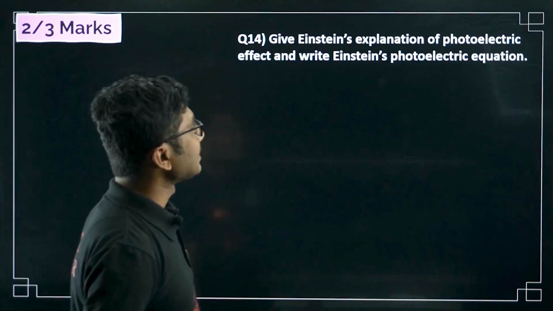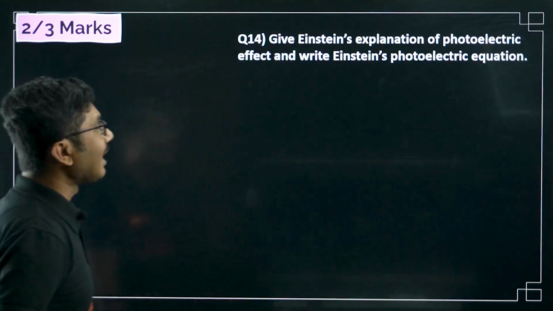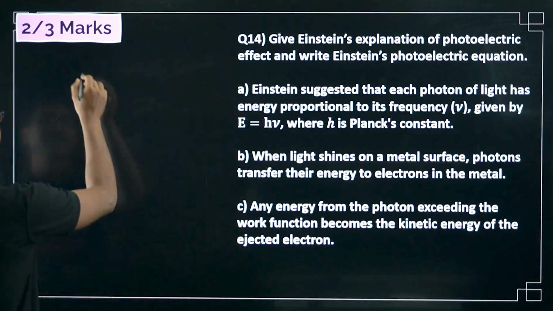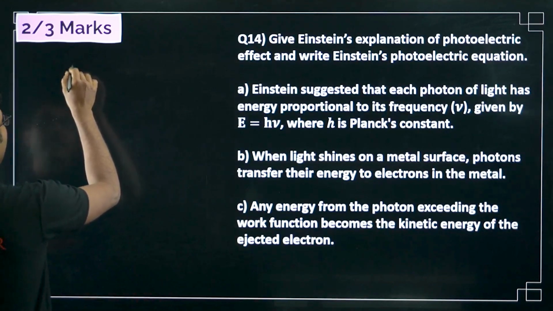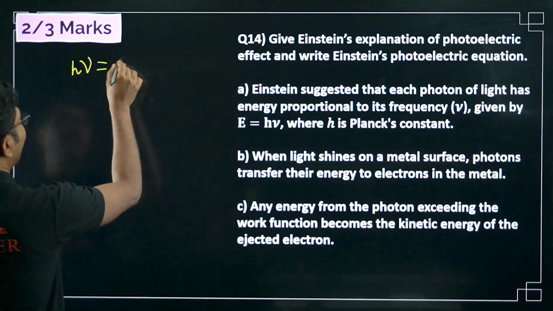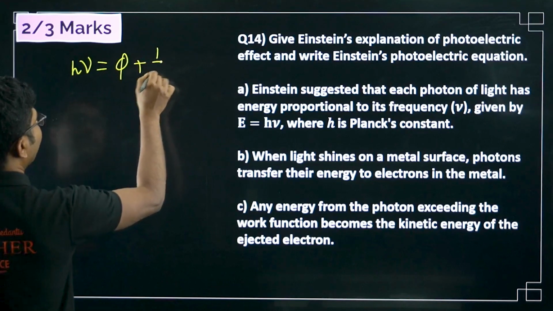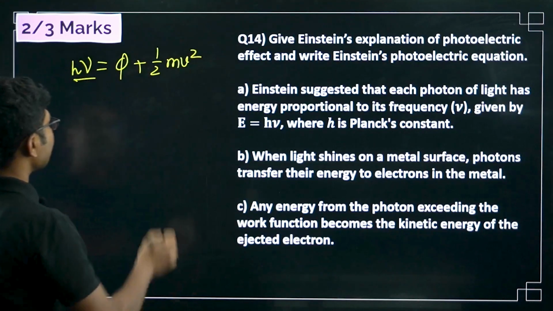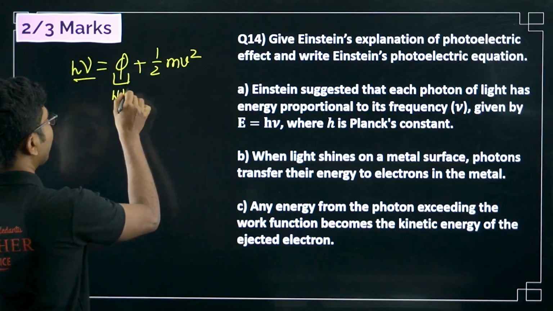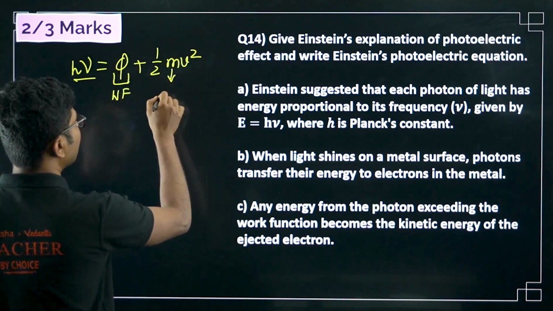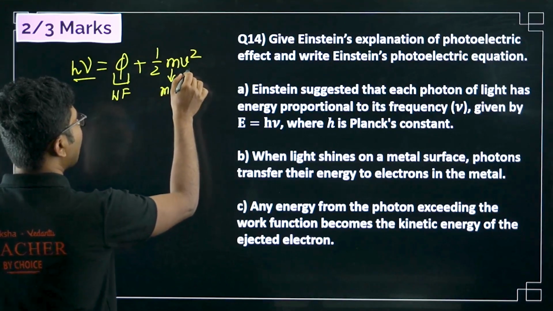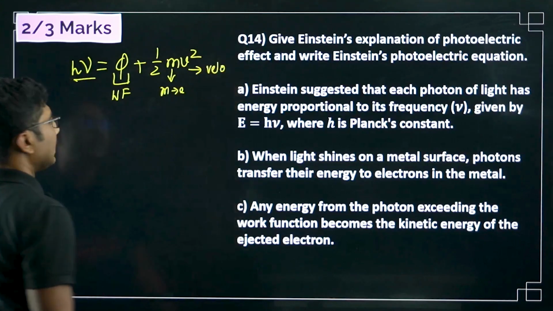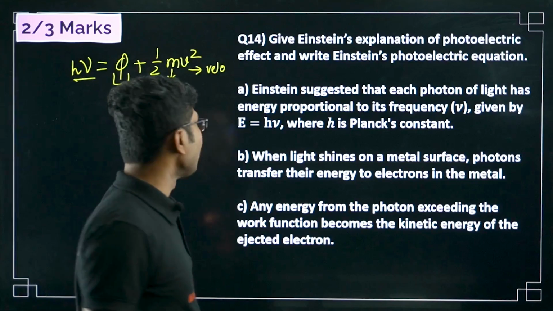Next, give Einstein's explanation of photoelectric effect and write Einstein's photoelectric equation. Einstein's photoelectric equation is obviously h nu equals phi plus half m v square. Here h nu is the energy, where nu is the frequency and h is Planck's constant. Phi is called the work function of the metal surface. m is the mass of the electron, and v is the velocity of the ejected electron. So this you have to remember.